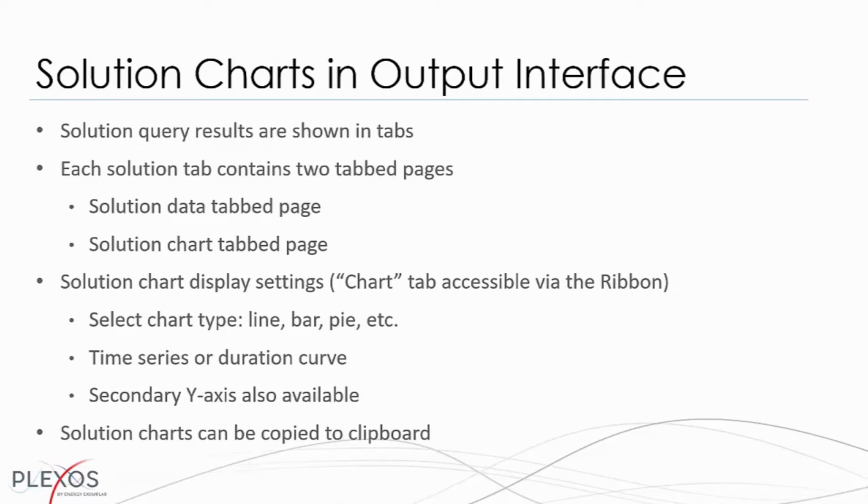Solution charts in output interface. Solution query results are shown in tabs. Each solution tab contains 2 tab pages, the Solution Data tab page and the Solution Chart tab page. Solution Chart displays settings in the Chart tab, which is accessible via the ribbon menu. We can select chart type: line, bar, pie, etc. Time series or duration curve, and secondary y-axis are also available. Solution charts can be copied to clipboard.